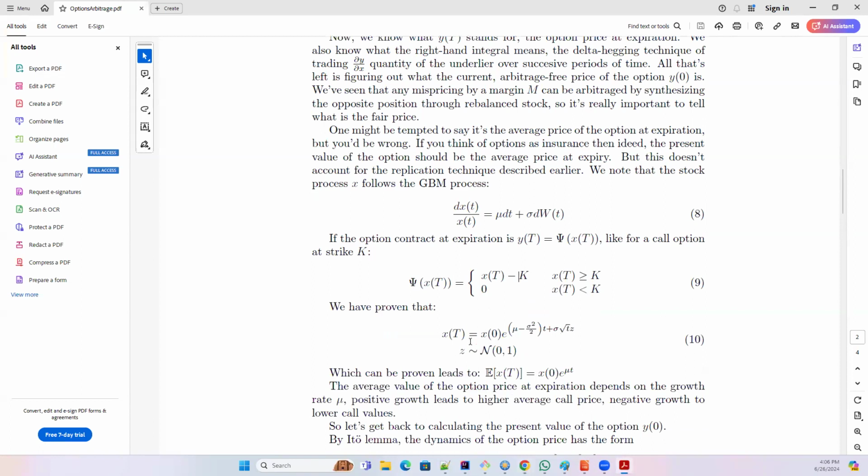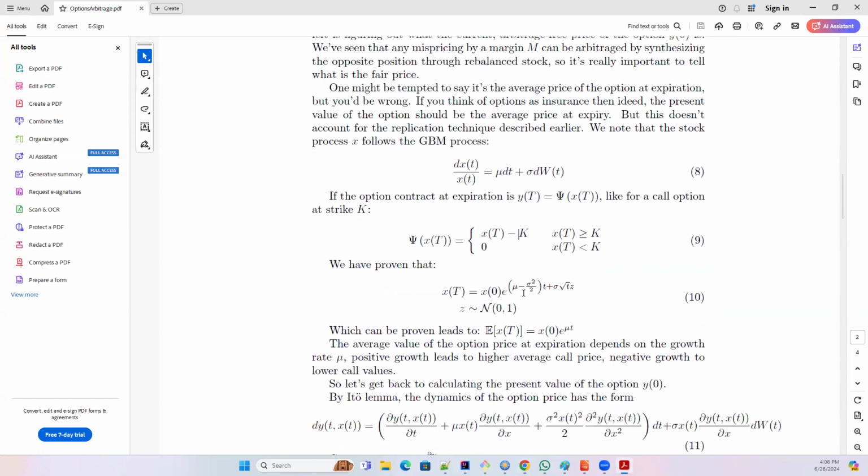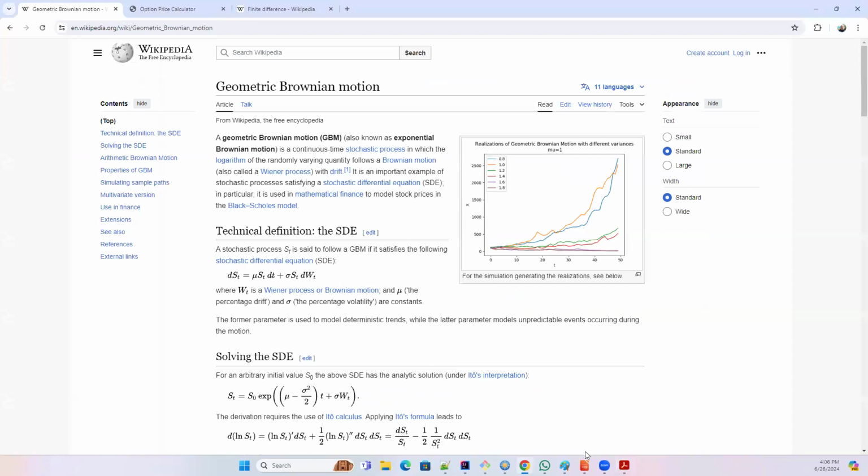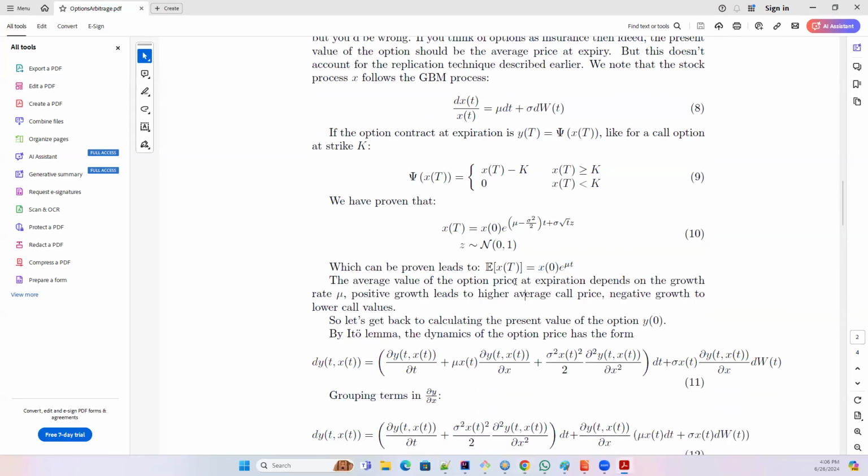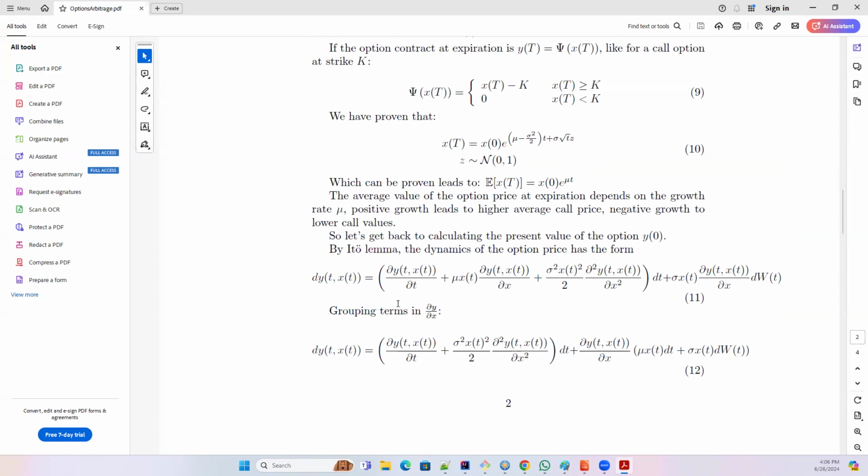We have also proven that for this process for the stock price, we can compute directly the stock price at expiry with this formula. On average, it's this thing, which means that if we use the insurance argument, obviously this average at expiry depends on the drift mu, so the option price would depend on it.